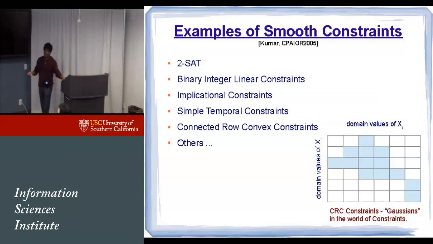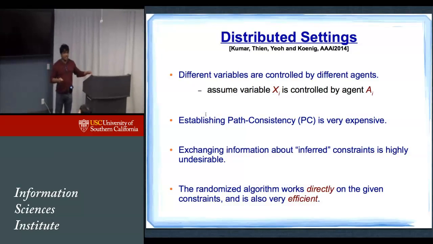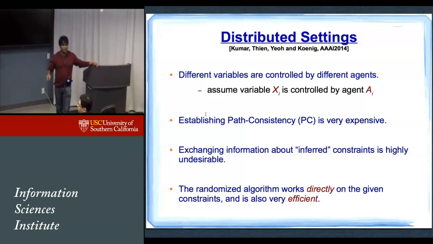All right. So not only was the randomized algorithm's space complexity and time complexity so much better than the deterministic counterpart, but also because it's such a local approach, it's particularly well suited for distributed settings. Which means, notice that while solving smooth constraints, we did not do constraint propagation. We did not make implicit constraints explicit. All we did was work directly on the constraints, and every time we saw a violated constraint, we flipped a coin. That's all we did. Okay? And because of that, it's particularly well suited for distributed settings.